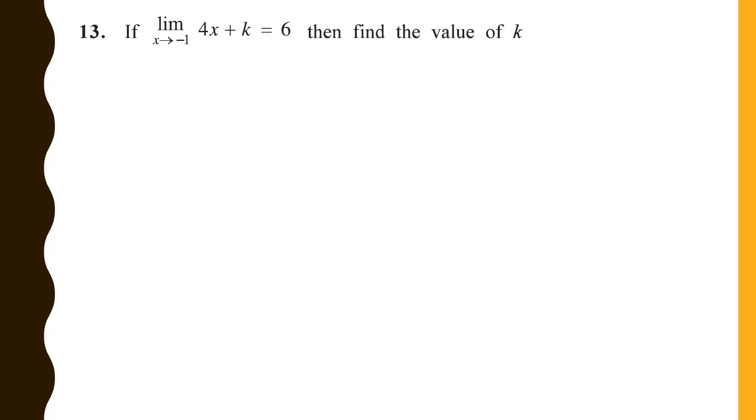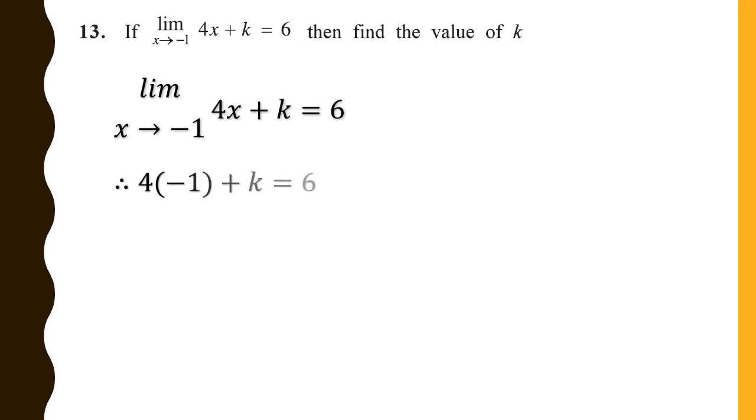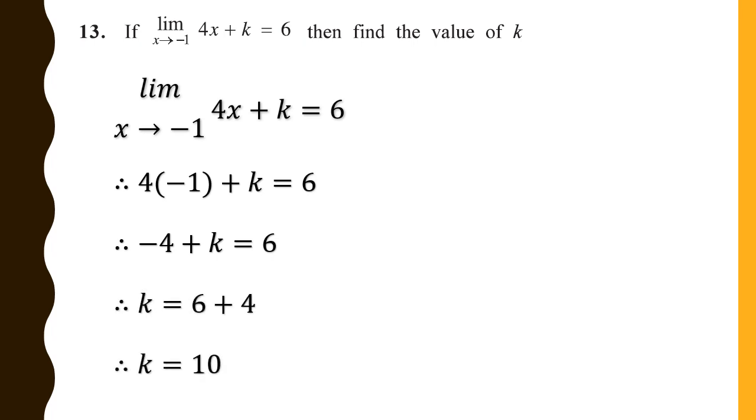Next, I am taking the 13th question. Basically, it is a very easy question, but sometimes students get stuck at the easy questions here. This is a question where we don't have to do actually anything, just put the value of limit into the equation directly. 4 into negative 1 makes it negative 4 plus k is equal to 6. Change the side of negative 4, it becomes k is equal to 6 plus 4. The answer is k is equal to 10. Sum is over. It is that simple, but simple sums make it difficult sometimes.